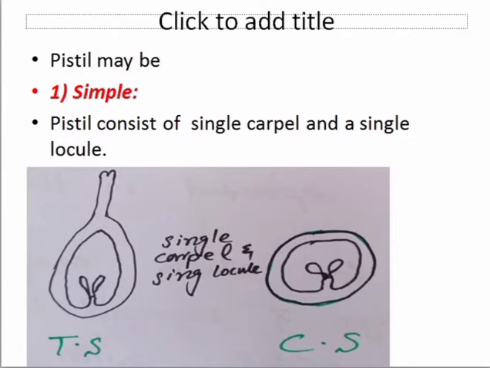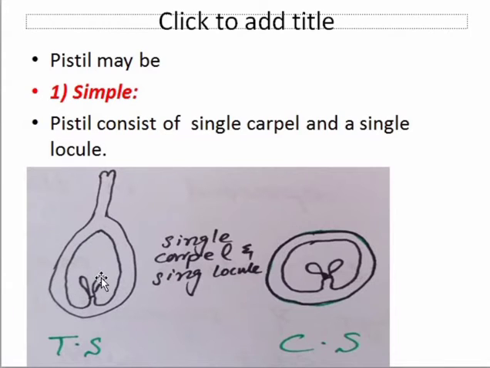Now the pistil may be simple or compound. Now what is a simple pistil? A pistil consisting of a single carpel and a single locule. Look at this structure. Here this is a single locule along with the single carpel. This is the single carpel and single locule. It means this is a simple pistil. We have already discussed that if there is a single distinct carpel, then the number of carpels will be equal to the number of pistils.